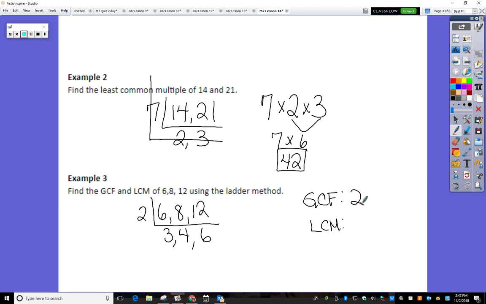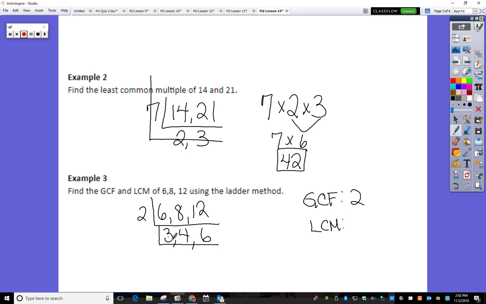However, for LCM, I can keep going. So pull out your GCF once the three bottom numbers don't all have a common factor. But for LCM, we actually continue on. If any two of the numbers across the bottom here have a common factor, you move on. There are actually a couple of different ways to move on from this one.